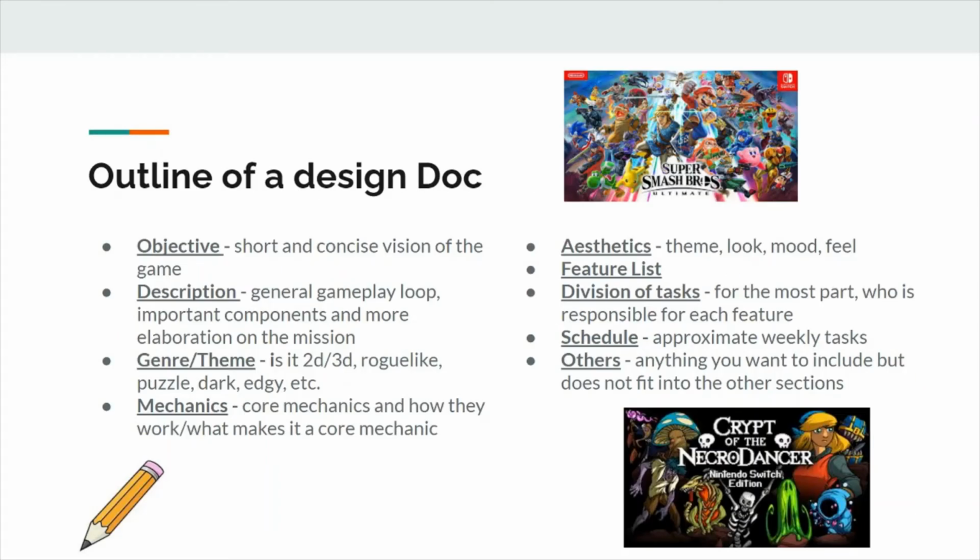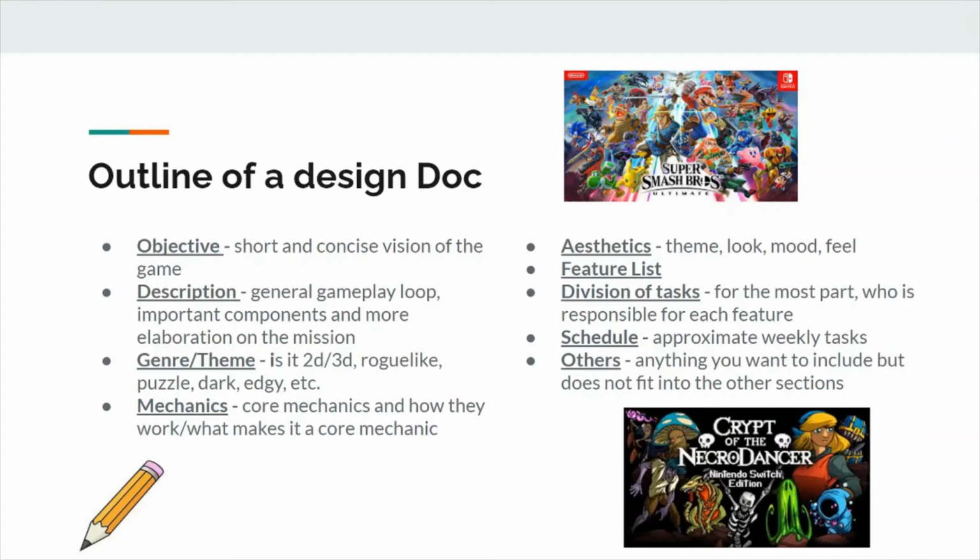Now, the outline for a design doc that we are expecting from you is that you have a description, an objective, general theme, mechanics, aesthetics, a feature list, a division of tasks of some sort, a schedule, and anything else you might need. Now I'm going to be working my way from the top to the bottom of these features. Now, objective. This is just a short sentence about what your vision for the game is. What do you want to get through with? What do you want the game to show?